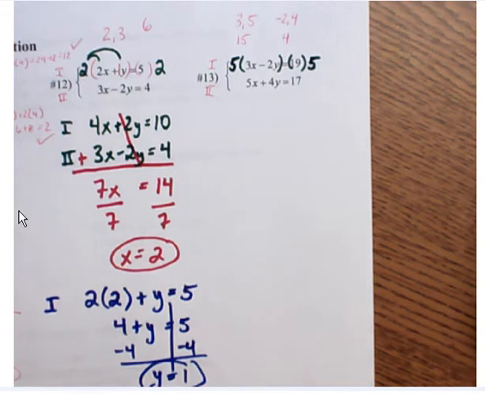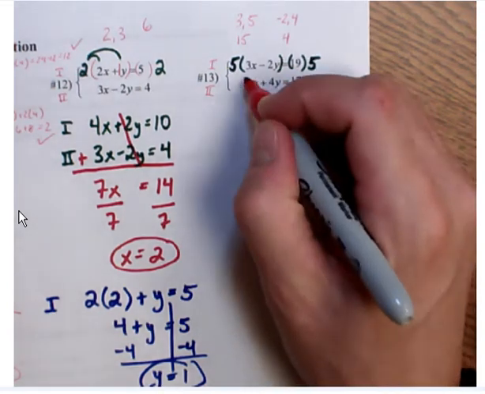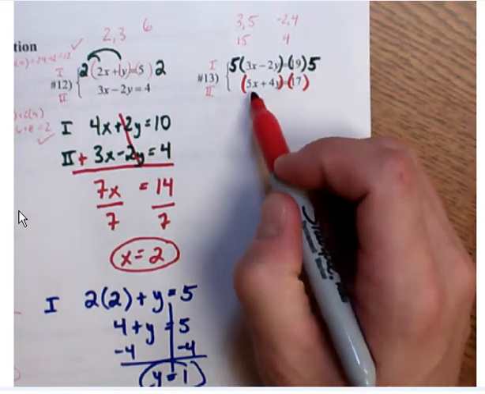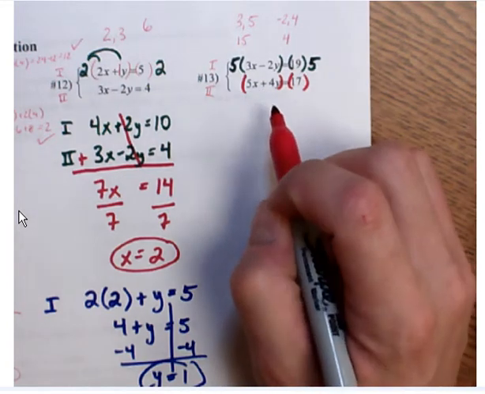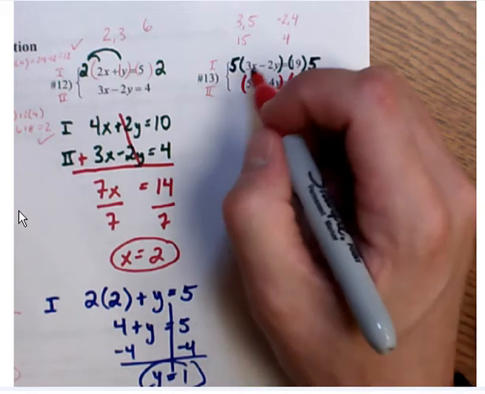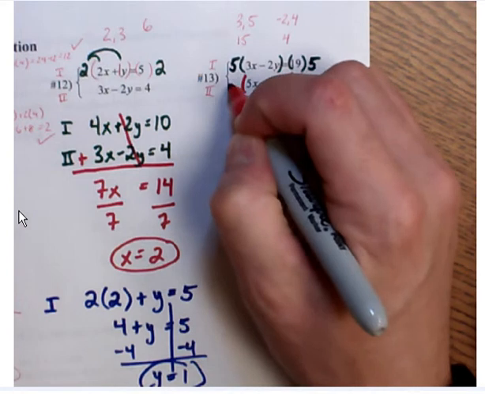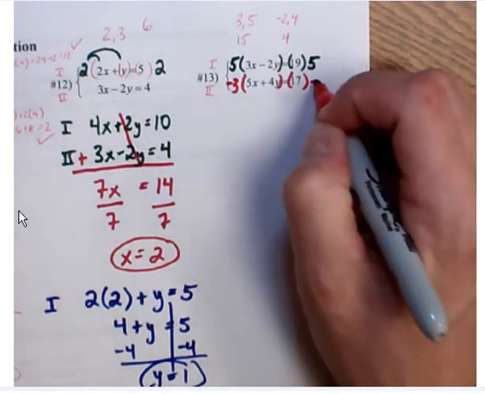Now the bottom equation, I'm going to multiply this. I want to make this a negative 15x. I'm trying to make these opposites. So 5 times what gives me negative 15? It's negative 3. Negative 3.